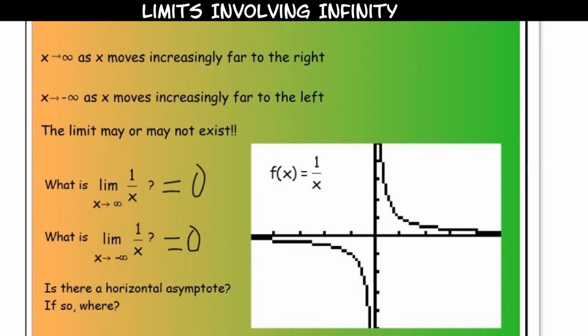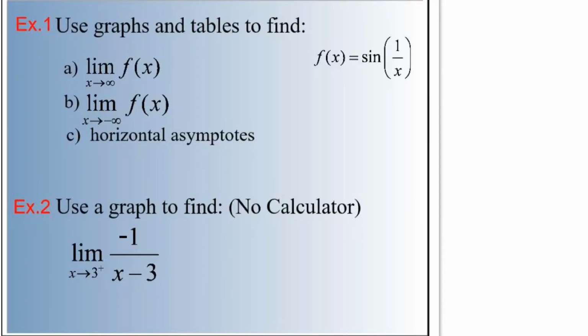Okay, question, is there a horizontal asymptote? Yes, there's a horizontal asymptote. Where is it? The horizontal asymptote is at y equals 0. Well, maybe the horizontal asymptote has something to do with limits to infinity. I'm just saying. Think about that. Keep that in mind.